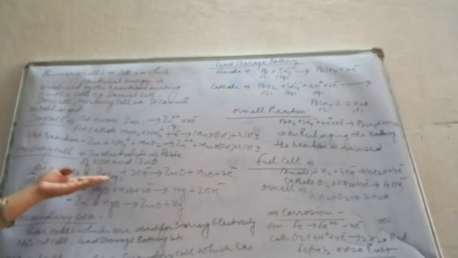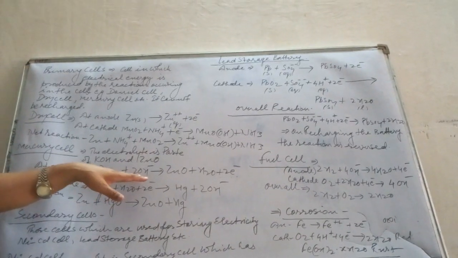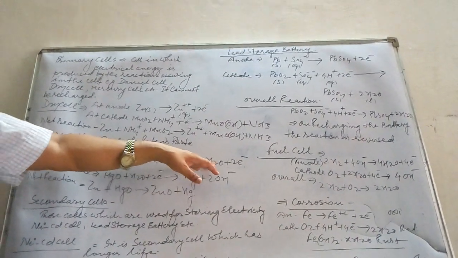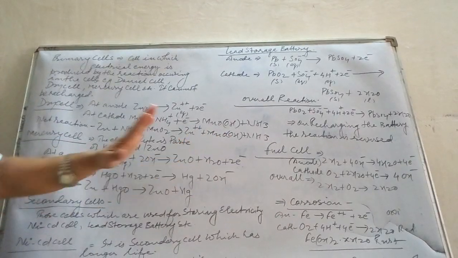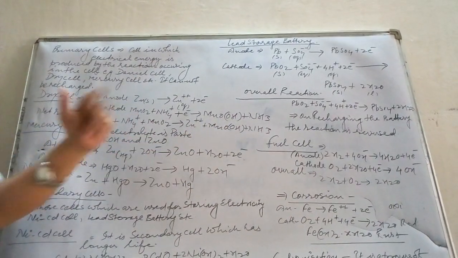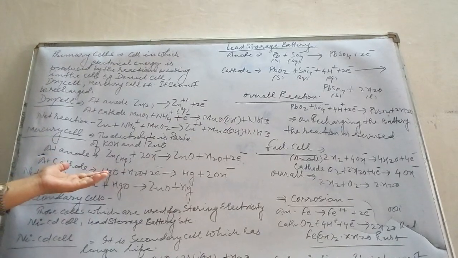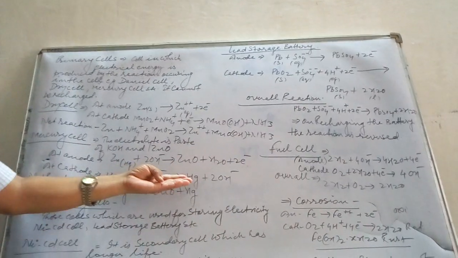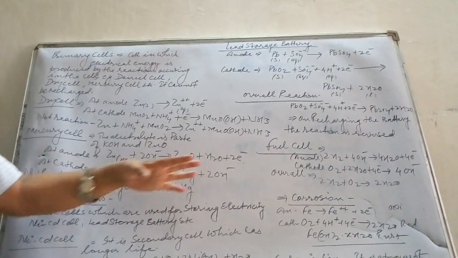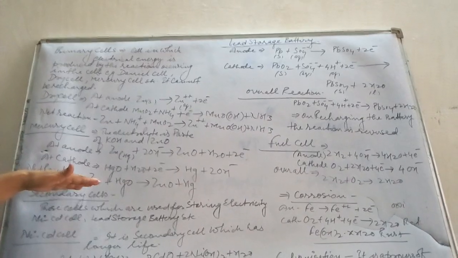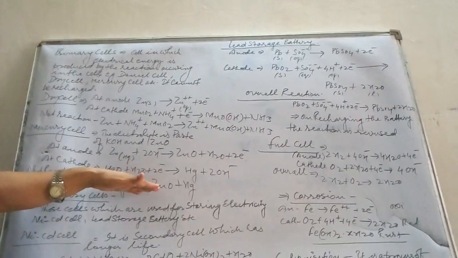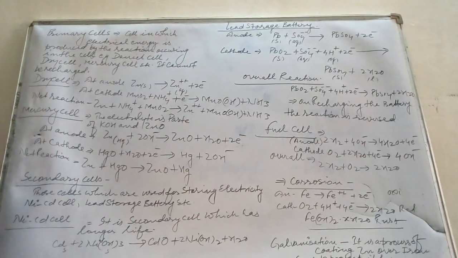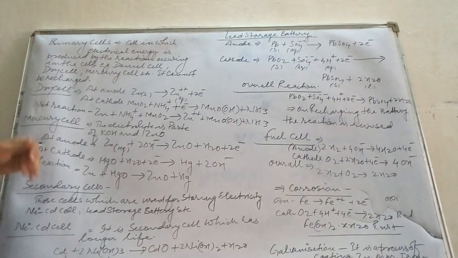At the anode, zinc reacts with hydroxide ions, 2OH minus, and gives zinc oxide, H2O and releases 2 electrons. Means at the anode there is oxidation. At the cathode, mercuric oxide reacts with H2O and 2 electrons, and gives mercury and 2 hydroxide ions. Overall, the net reaction is Zn plus HgO gives ZnO plus Hg. So the mercury cell also has a cell potential of approximately 1.35 volt.